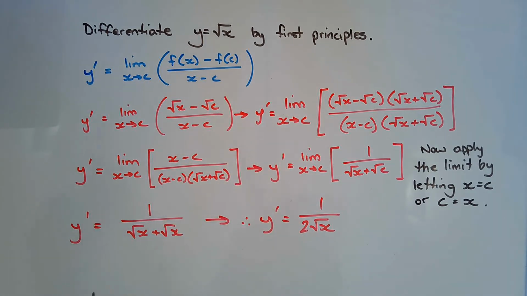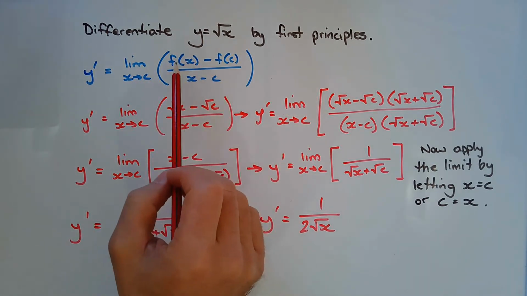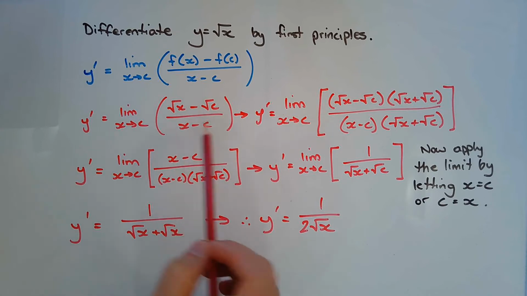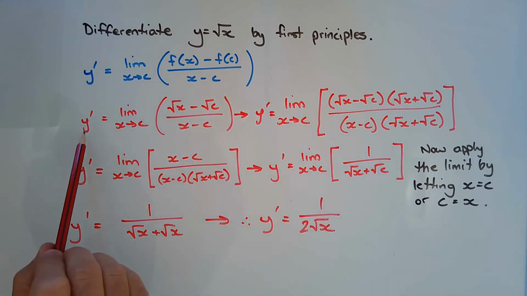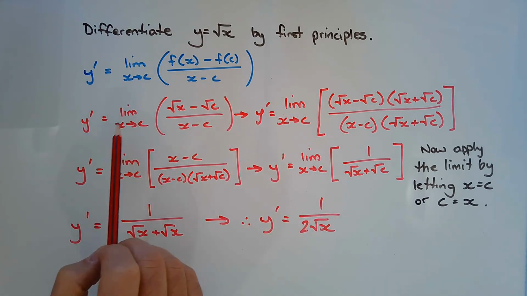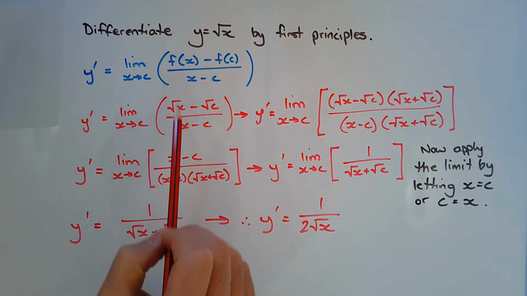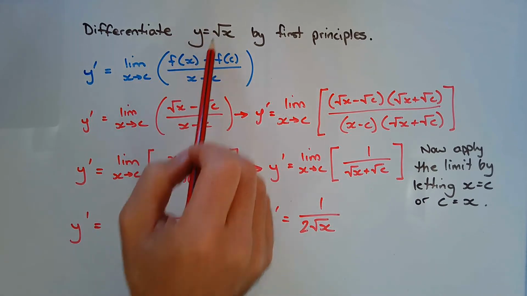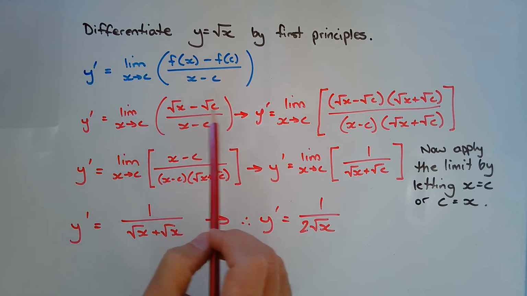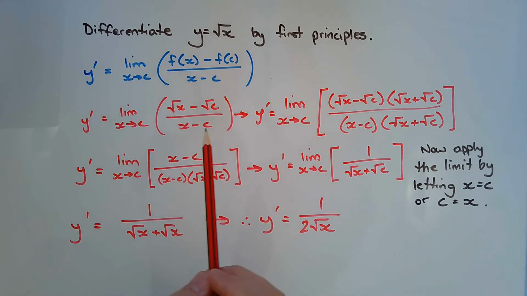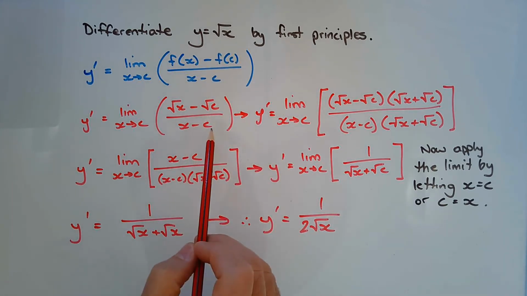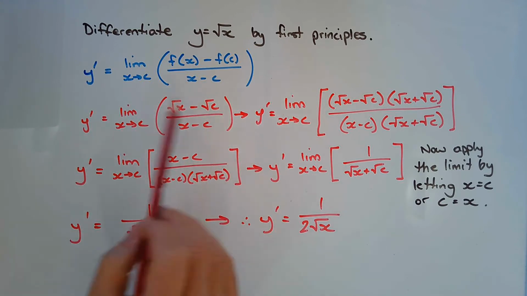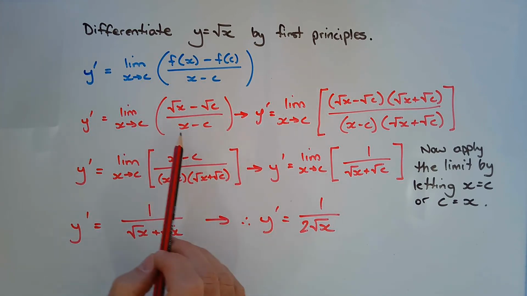Okay, so our first step is going to be, let's just substitute the f of x and f of c with the actual function itself. So y dash is equal to the limit as x approaches c. Now f of x is replaced with the square root of x, because that's what f of x is. And f of c is just the square root of c, so we're just replacing the x with c, over x minus c. Now we have a problem here in that if we apply the limit now, and you let x equal c, you're going to have a division by 0.